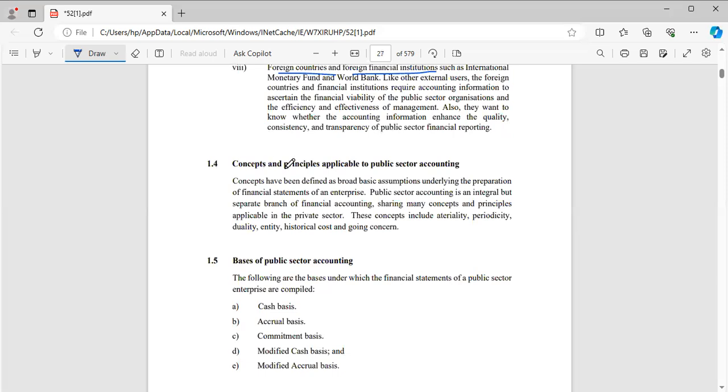Okay, let's move to concepts and principles applicable to public sector accounting. Those are terminologies that you always see in public sector accounting. It's not that you will not see them in private sector; they are also peculiar to or applicable in public sector accounting. Concepts have been defined as broad basic assumptions underlying the preparation of financial statements of an enterprise. That is the definition, just in case you're asked to define accounting concepts. Accounting concepts are broad assumptions which you must follow when preparing financial statements. It's as simple as that. So examples of this concept include what?